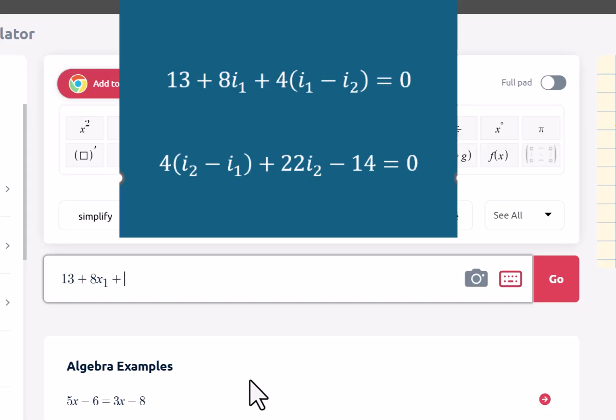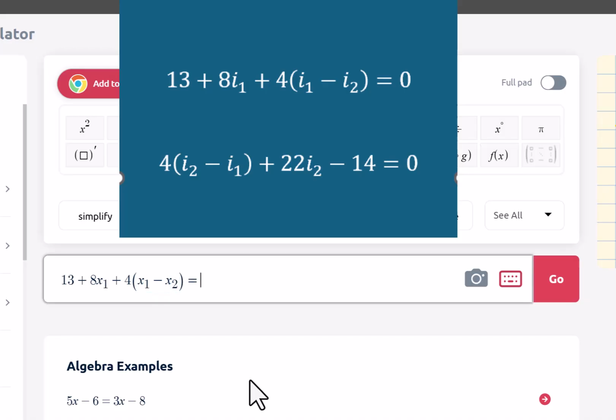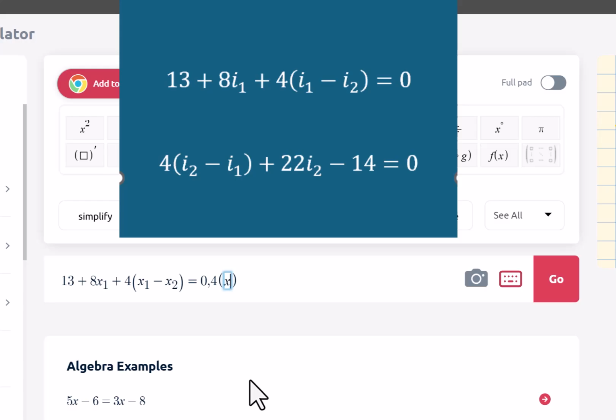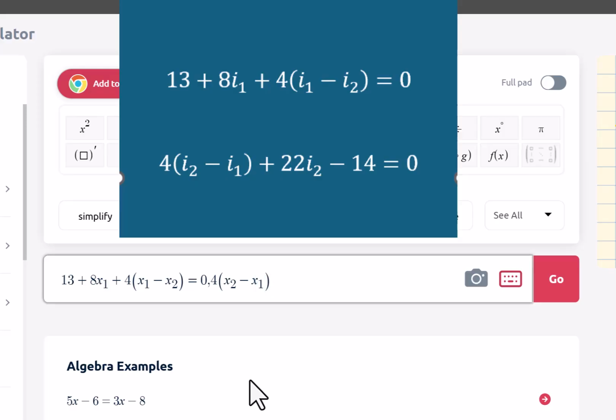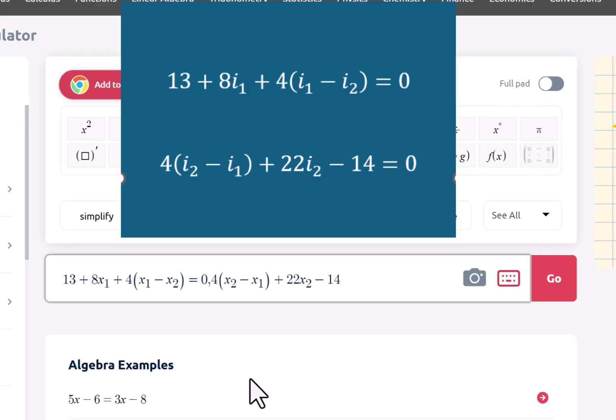Now I'm going to type plus 4 parenthesis x underscore 1, click over, minus x underscore 2, and we'll say that's equal to 0, put a comma so I can put in my next equation. I have 4. This time it's x underscore 2, click over, minus x underscore 1, click out of the parentheses, plus 22x2 minus 14 equals 0.